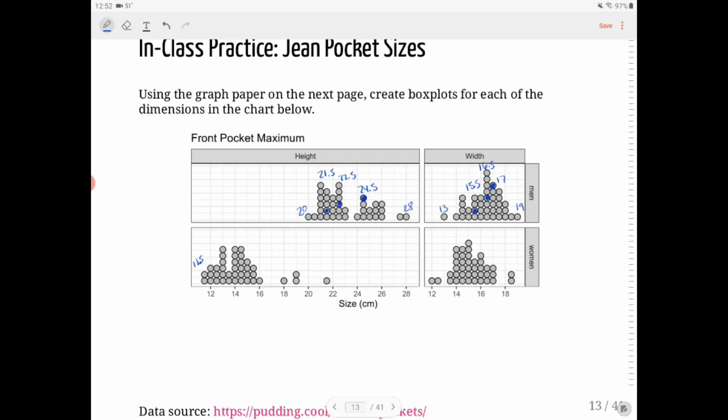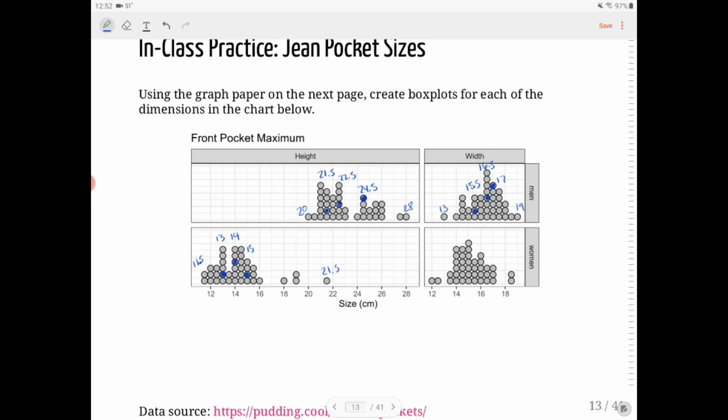Counting by tens again. All right, so that puts us at 13, 14, 15, and 21.5.